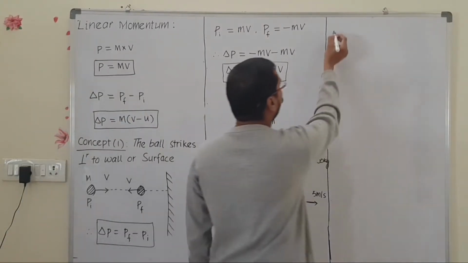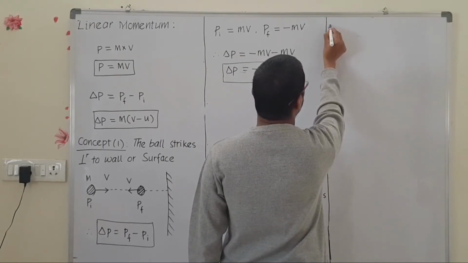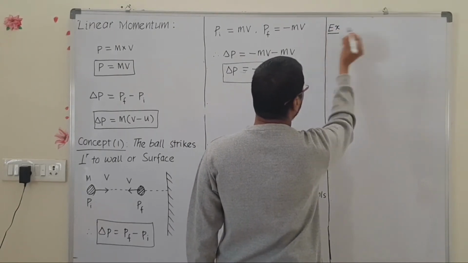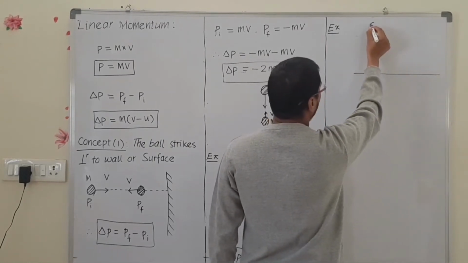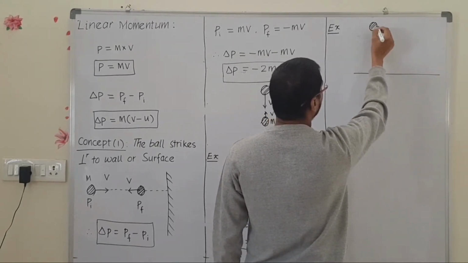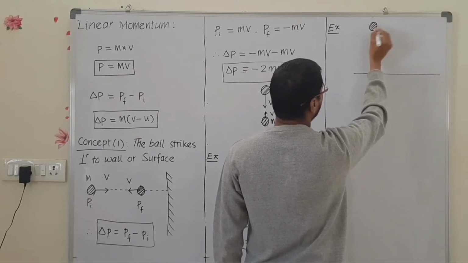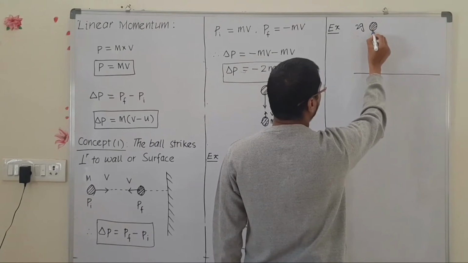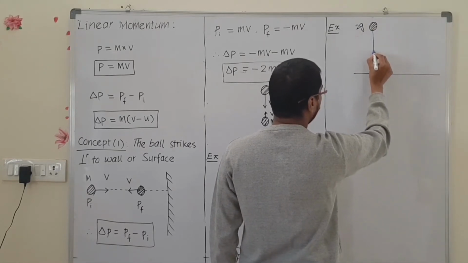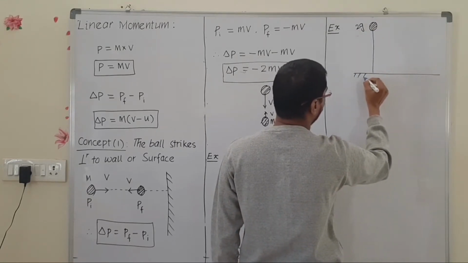Like that only we will get another example. Here one object is there, this object of mass 2 grams. Now it is striking the surface.